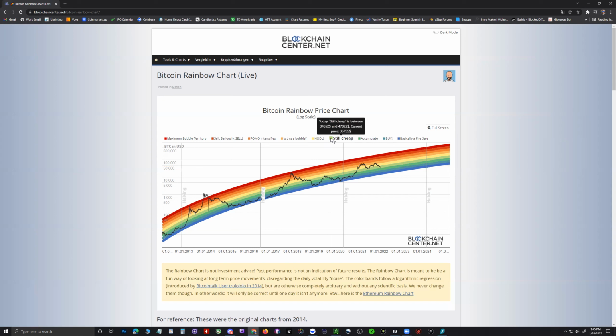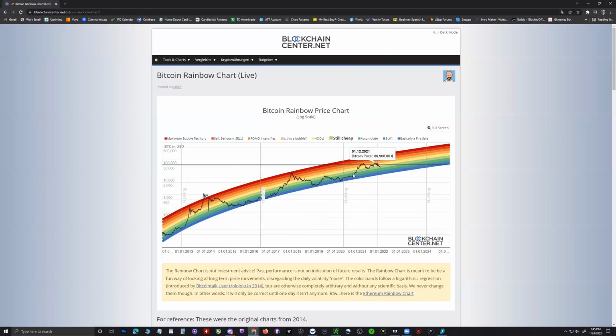Yellowish green is still cheap. Green is accumulate, which is where we're at now. In other words, it's a good time to buy. If it drops down to the next one, which is like an aqua, it's buy in all caps with an exclamation point. Basically, it's a really good time to buy. And if it hits this blue, it's basically a fire sale.